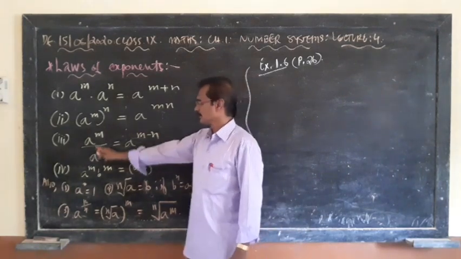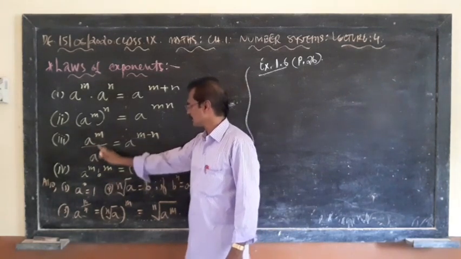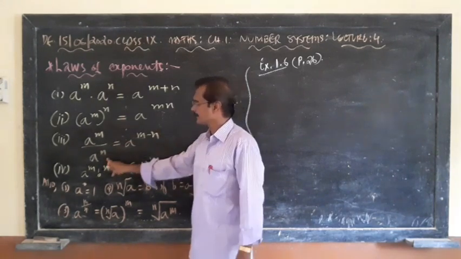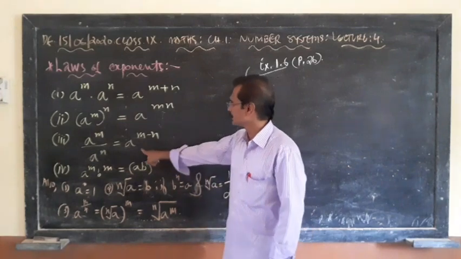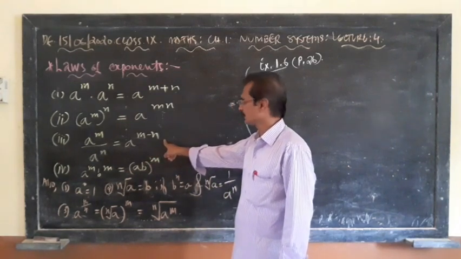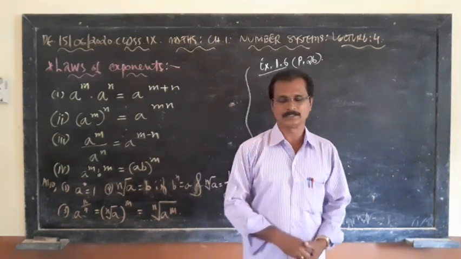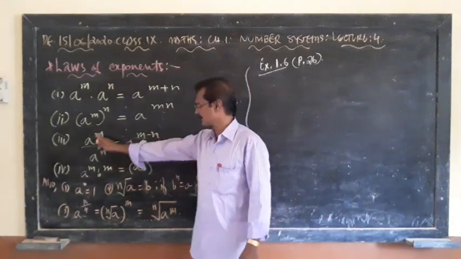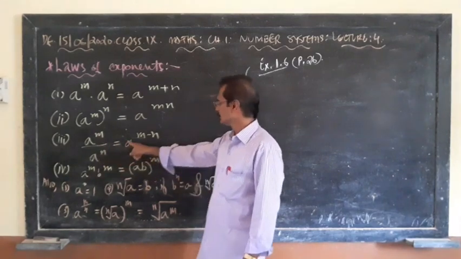And the third one is the law of division. A raised to m divided by a raised to n equal to a raised to m minus n. The law of division, a raised to m divided by a raised to n equal to a raised to m minus n.